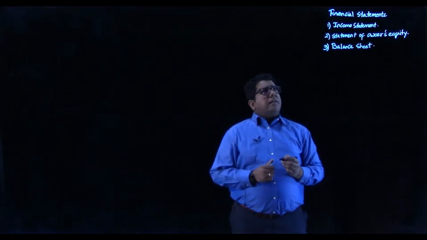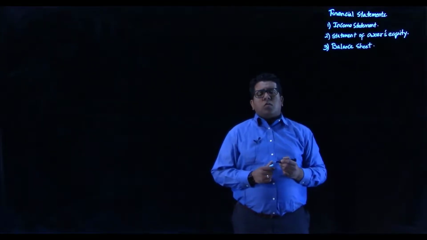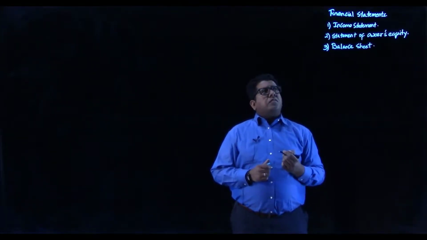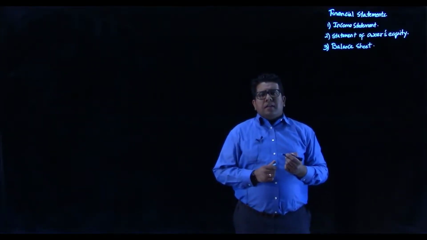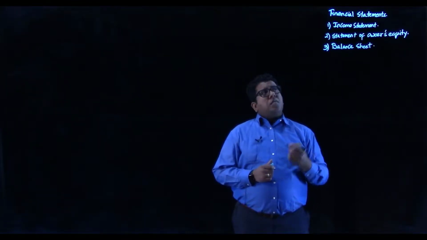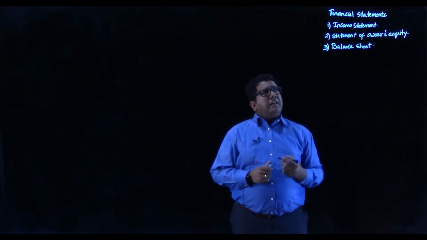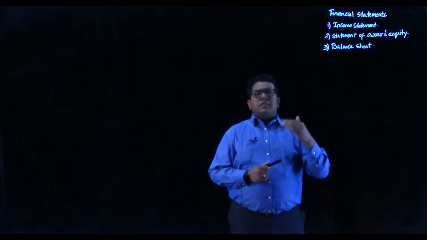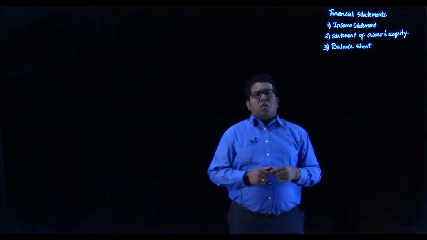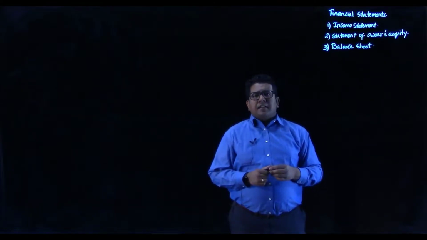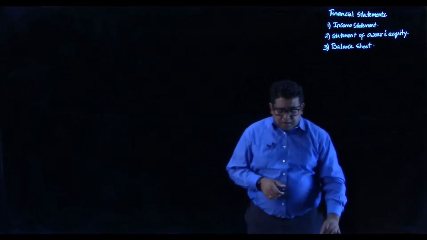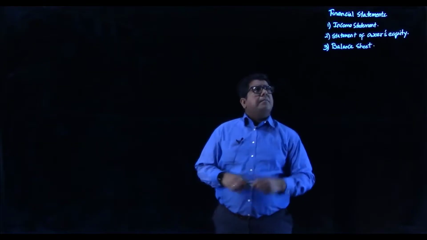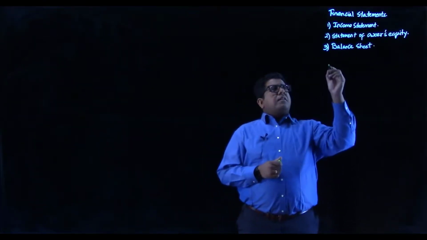The statements go in the same exact order. First of all, you make an income statement, then you do a statement of owner's equity, and finally you do a balance sheet. And you'll see why it's done in that exact order. So let's start with the income statement first.